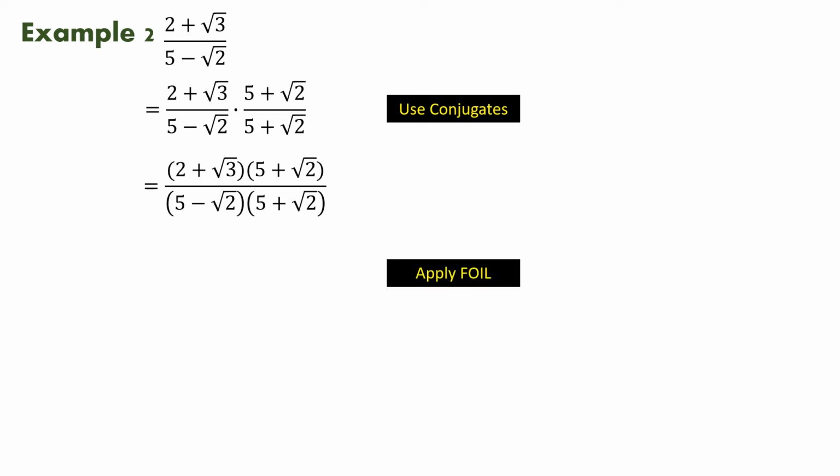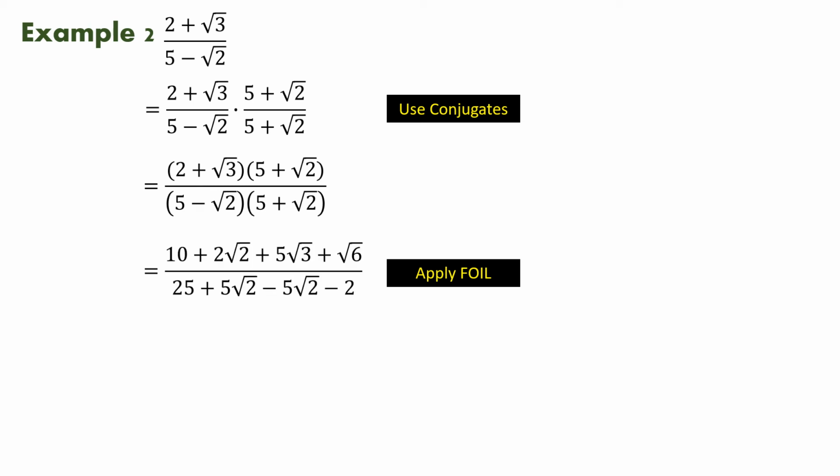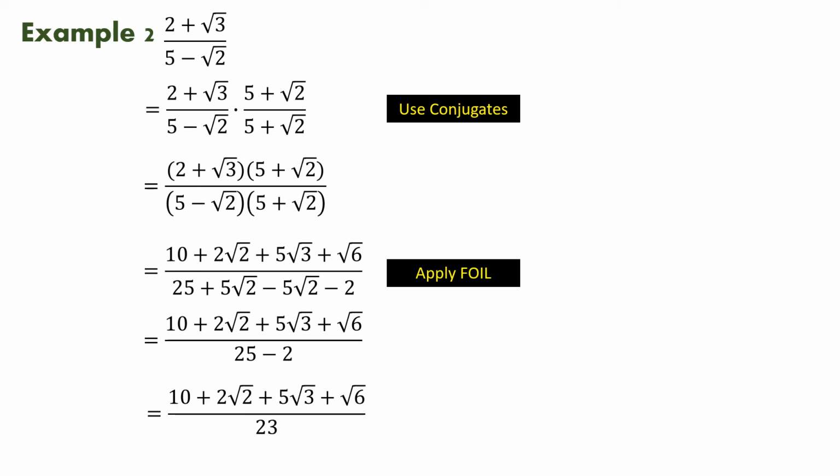We apply FOIL method in the numerator and denominator. We simplify the denominator and end up with this final result. Note that we can no longer simplify the numerator.